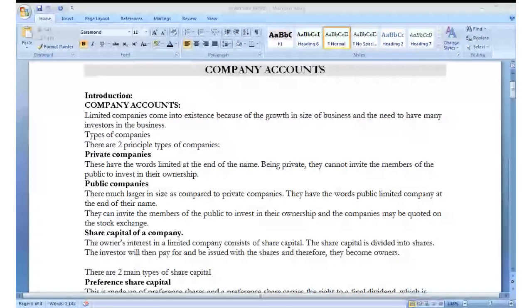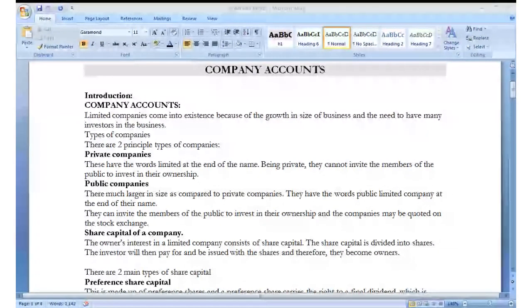So the difference between a company and just the sole trader or a simple business is that for a company we have so many owners or so many shareholders. So we have two types of companies. One is private companies. You have two types of companies here.